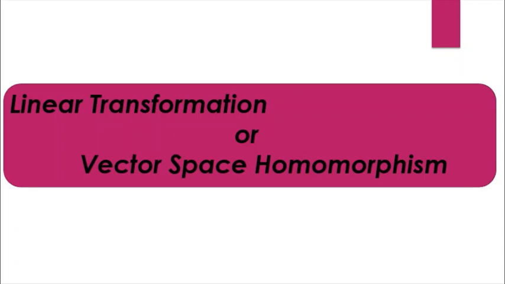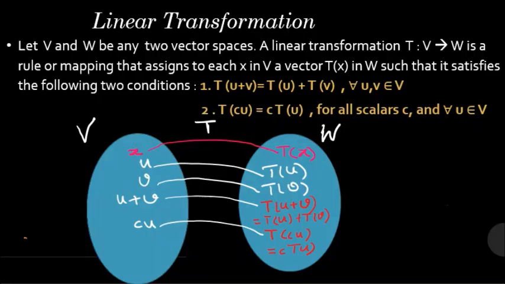In your previous classes, you would have learnt in groups about homomorphism of groups, the same way for rings, homomorphism of rings, which are mappings in between any two groups or rings satisfying given conditions. Now you are learning about vector spaces, and this linear transformation is nothing but a mapping between any two vector spaces satisfying given conditions. Let us define linear transformation.